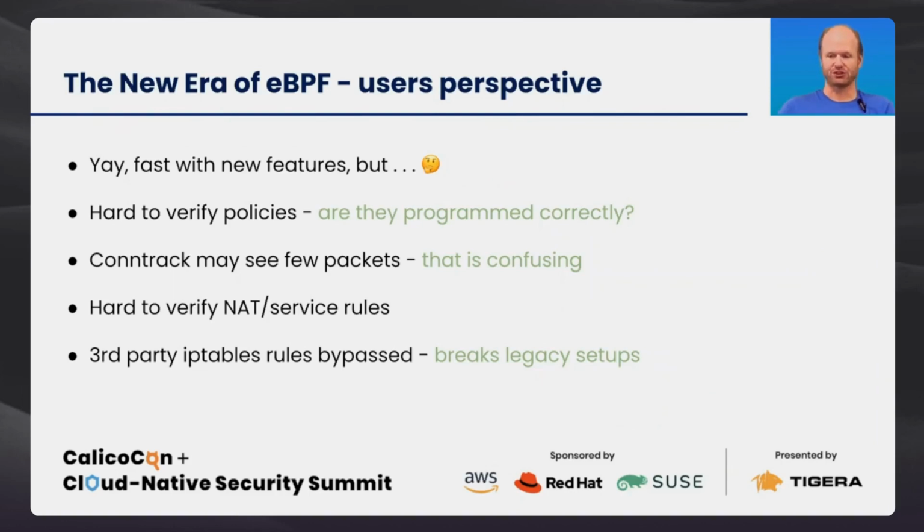Conntrack of the host is not really used anymore because it's largely bypassed. And that may be very confusing because there are some connections that you clearly see that are connected, but you can't see it in conntrack. It's also very hard to verify whether the services were programmed the way you expect because those rules are not in the iptables, but those rules are somewhere in eBPF maps. And there are also a bunch of third-party rules that were taking advantage of iptables and conntrack and those utilities. And those legacy setups may be broken.